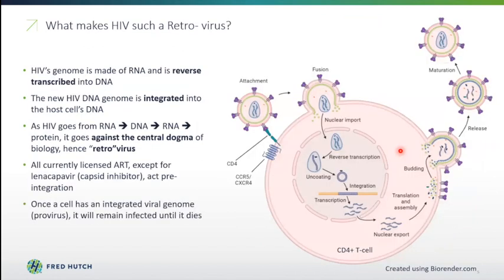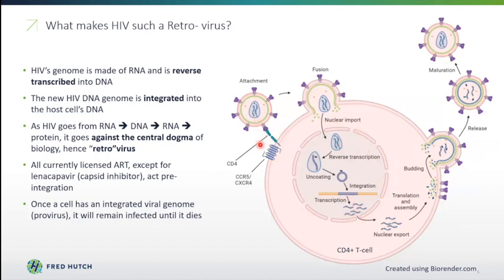So what makes HIV so unique, and what makes it such a retrovirus, is the fact that when HIV binds to the CD4 T cell that you can see here, and I recognize that this is a very busy slide, but you don't need to pay attention to everything here. Really just focus on what's going on in the nucleus.